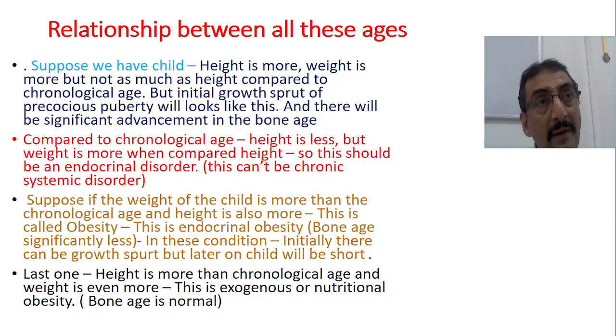Okay, height and weight both are reduced, but weight is reduced more than the height. Okay, that is acute malnutrition. Okay, and if the height is reduced more than the weight, that is chronic malnutrition. Anyway.